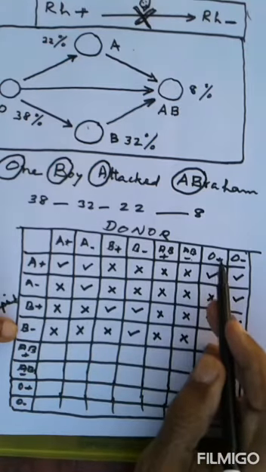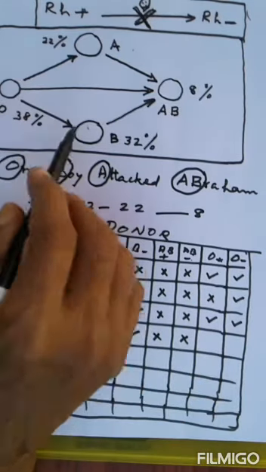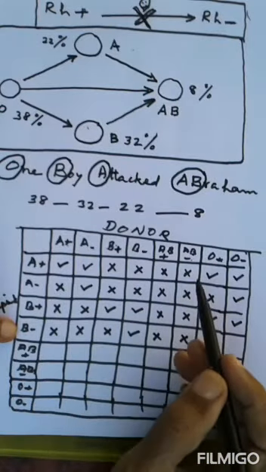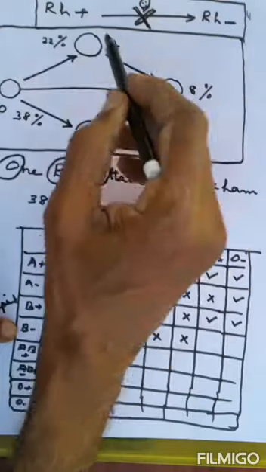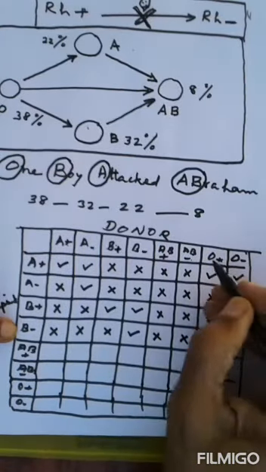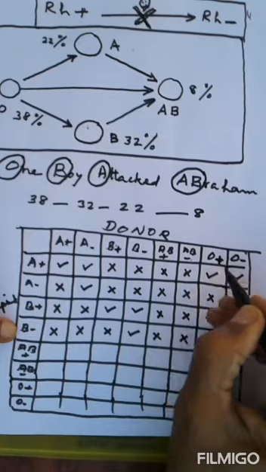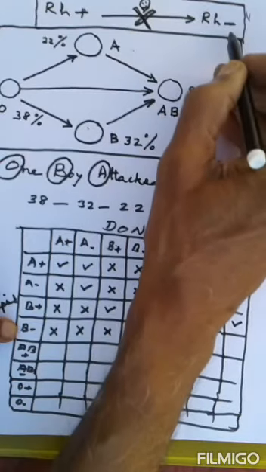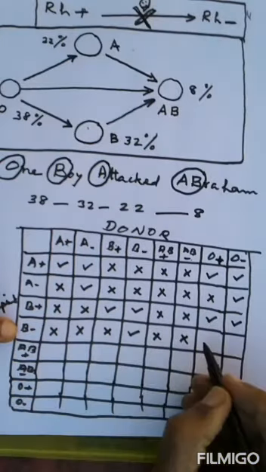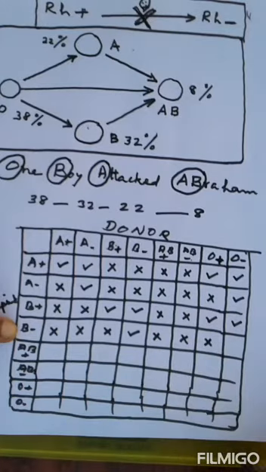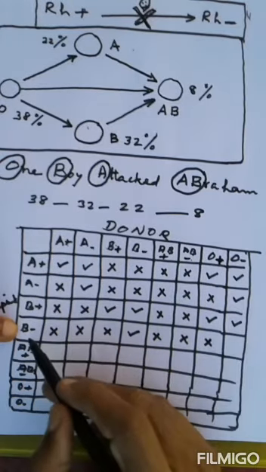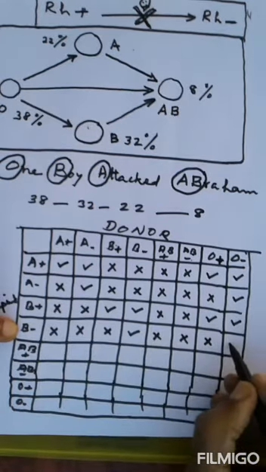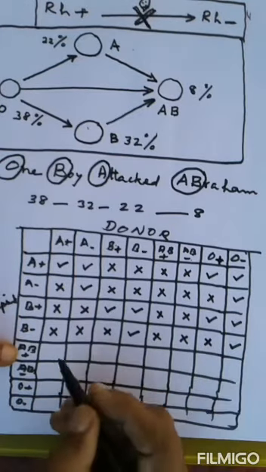O plus to B minus, O to B is possible, that is rule number 1 is okay, but rule number 2 is not okay, it is incompatible, because it is from plus to minus. Plus to minus is dangerous. So I will put a cross mark here. And O minus to B minus, that is possible. I will put a right signal there.